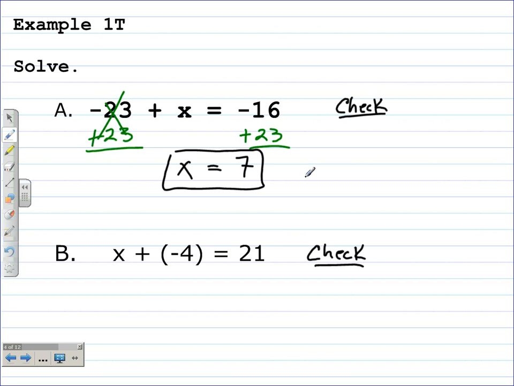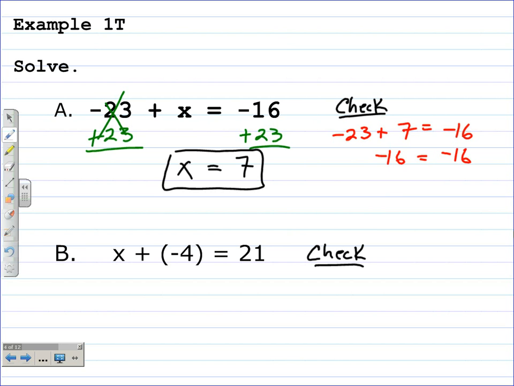So we want to check that solution. We'll do our check over here in red. What we need to do for our check is to substitute 7 in for x. So we have negative 23 plus 7, and that is supposed to equal negative 16, and it does. Check. You can use a calculator there or just have good basic math skills. Negative 23 plus 7 is negative 16.